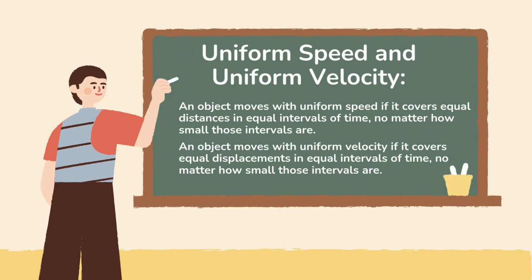Uniform speed and uniform velocity. An object moves with uniform speed if it covers equal distances in equal intervals of time, no matter how small those intervals are. An object moves with uniform velocity if it covers equal displacements in equal intervals of time, no matter how small those intervals are.